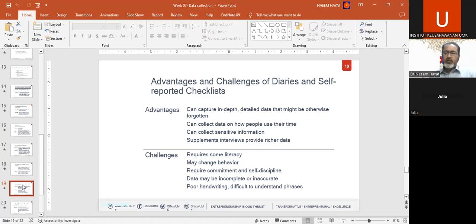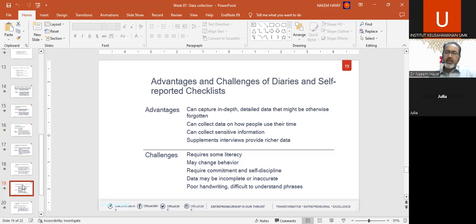Another way of collecting data is the diary or self-reported checklist. Many people write diaries. It's again a qualitative technique for data collection. The advantage is that it can capture in-depth, detailed data that might otherwise be forgotten. Some people write a diary, like a manager writing down their activities every day, or a student writing a diary every day. So these become a rich source of data.